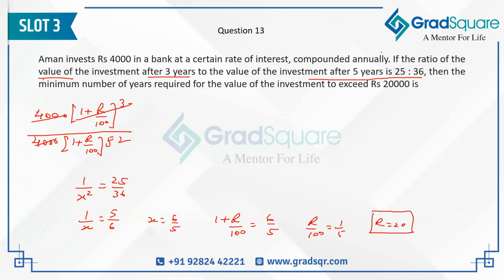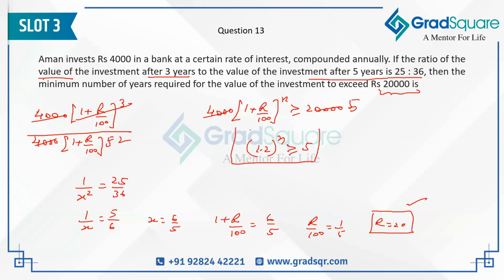Now, how many years are required for the investment to exceed 20,000? So 4,000 multiplied by (1 plus r by 100) to the power of n must turn out to be greater than or equal to 20,000, is what the question is talking about. So 4,000 will cancel, and it will become 5. And the value of r was 20. So what are we trying to find out? We are trying to say 1.2 to the power of n should be greater than or equal to 5.